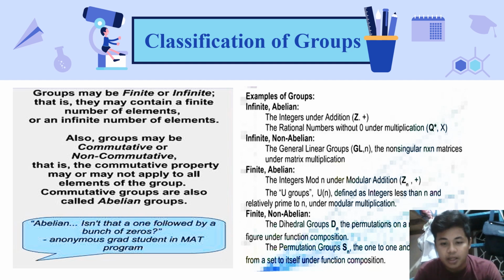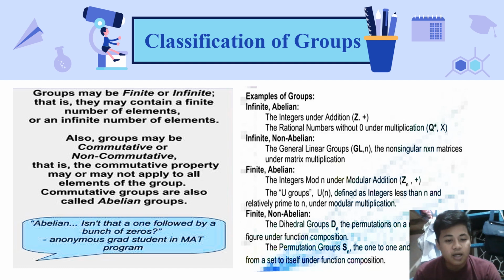Finite and non-abelian: the dihedral groups D sub n, the permutations of a regular n-sided figure under function composition. The permutation group S sub n, the one-to-one and onto functions from a set to itself under function composition.